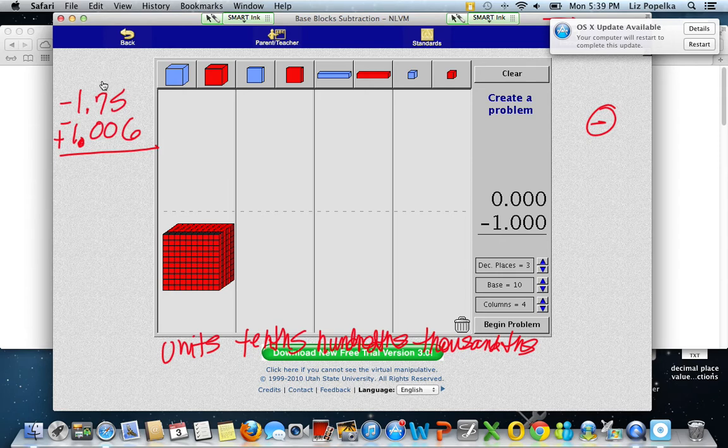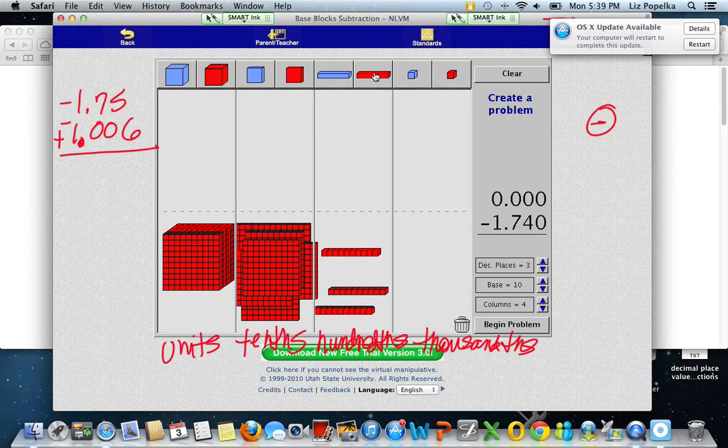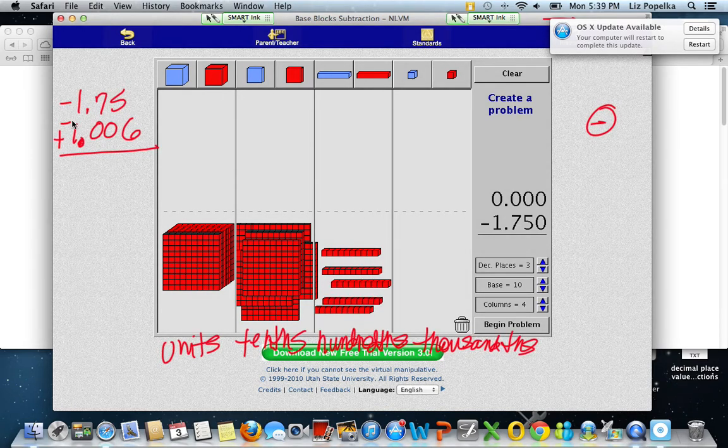Then our second digit, since it's one place behind the decimal, tells us that this is the tenths place. And because there's a 7 there, that means we need 7 tenths. So I'm just going to put 7 of the tenths right here. This 5 in the hundredths place tells us that we are going to need 5 hundredths. So there we go, there's 5 hundredths in there. Now we need to add to that a negative 1.006.